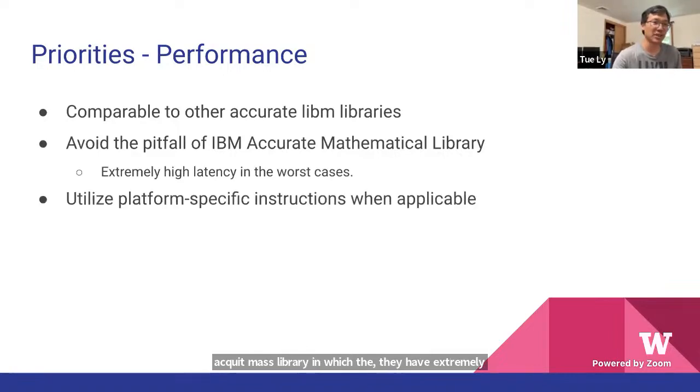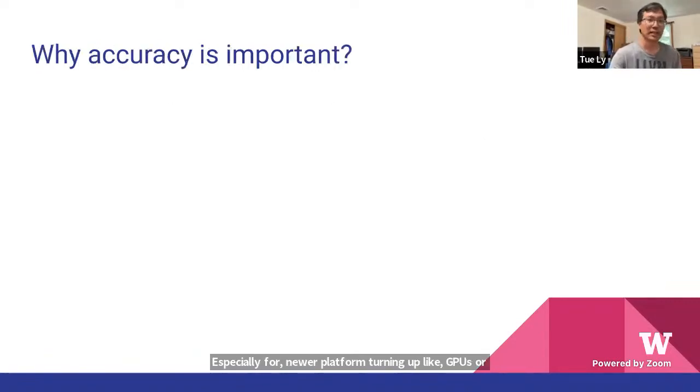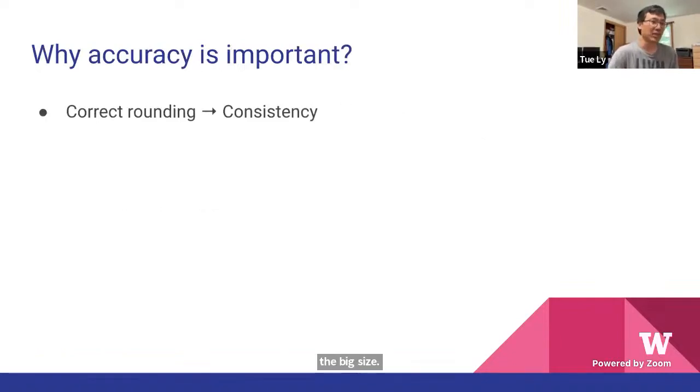And for performance purposes, we can totally utilize the platform-specific instructions whenever applicable, especially for newer platforms turning up, like GPUs or RISC-V. So why is accuracy important? Correct rounding implies one very important property: consistency.